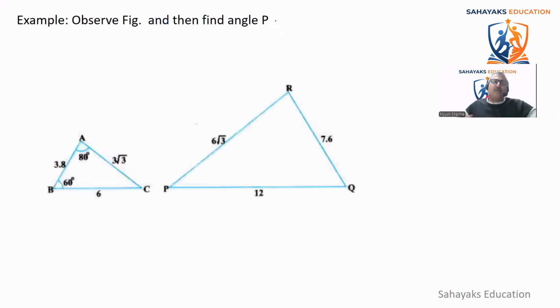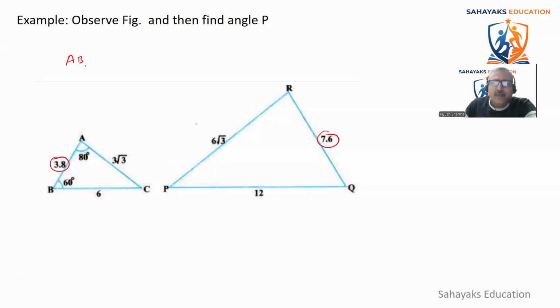Coming to the next. Observe the figure and find angle P. You have to find the angle P. First, we have to find out which triangles are similar, where exactly they are similar. So we'll see this is 3.8, and this is 7.6.